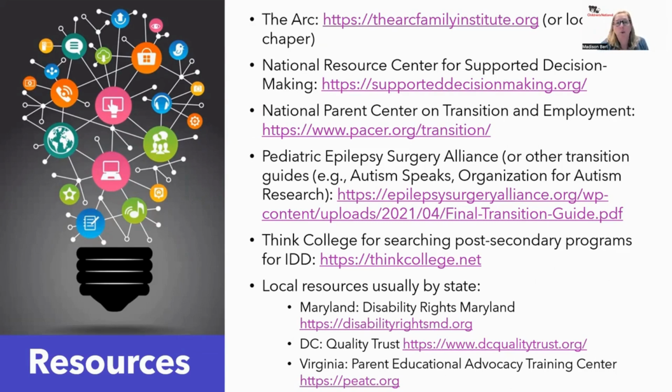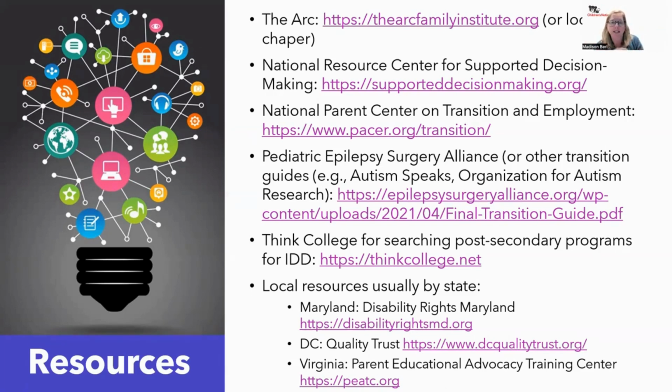I also want to point you to these resources. There's lots of resources out here, and in our time, we're not going to be able to answer everything. So resources are really helpful. There's national resources for just learning more about supported decision making, having worksheets to kind of walk you through some checklists, things like that. There's the National Parent Center on Transition and Employment. There's several groups. So like, Pediatric Epilepsy Surgery Alliance has their own transition guide.